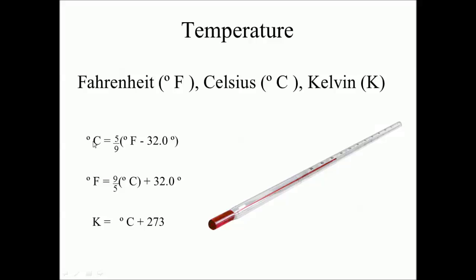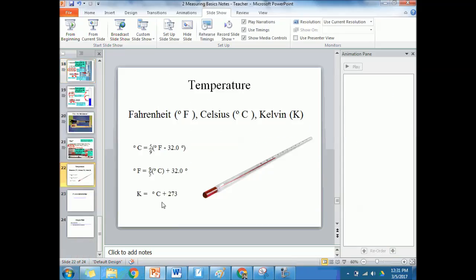But anyway, if you ever want to convert from Fahrenheit to Celsius, you basically take Fahrenheit minus 32 and multiply by 5/9. If you have Celsius and you want to get to Fahrenheit, you just multiply by 9/5 and add 32. And then if you ever want Kelvin, you just need to take your temperature in Celsius and add 273. And that is the end of our measuring notes.